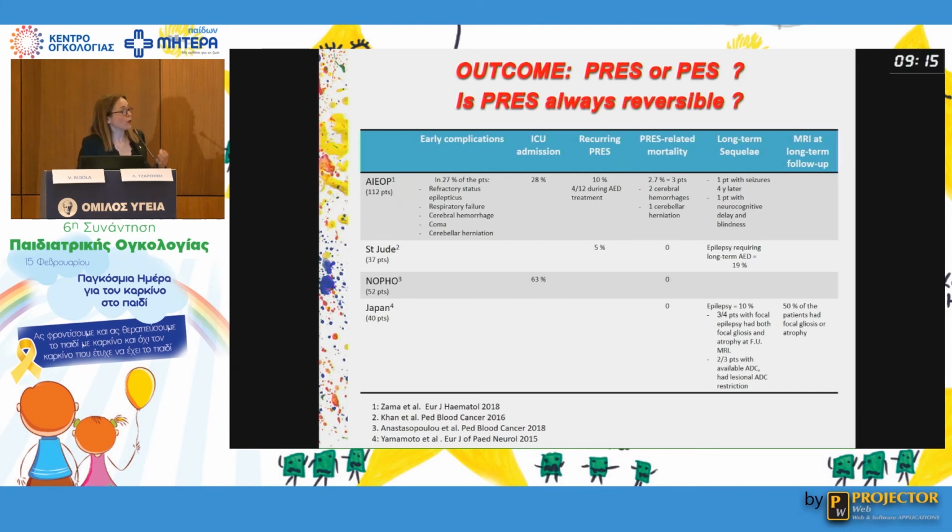Are we able to predict which children these will be? The numbers are very small. They don't allow us to give this information, but it seems from the results of the Japanese studies that children who have persistent abnormalities on the MRI at follow-up, like gliosis, atrophy, or lesional restricted diffusion, are the children that can have epilepsy in the long term.